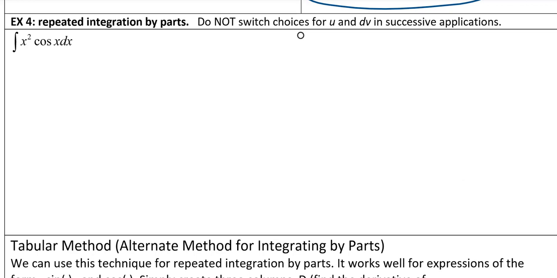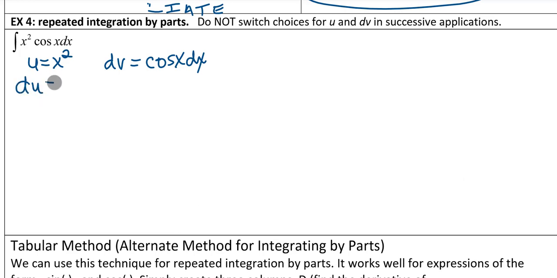So for this one, using our rules just like we did before, I'm going to let u be x squared, because remember, in our LIATE, algebraic comes before trig, and then my dv is going to be cosine x dx. So my du is going to be 2x dx, and my v is going to be sine x. Okay, so let's go ahead and do this.